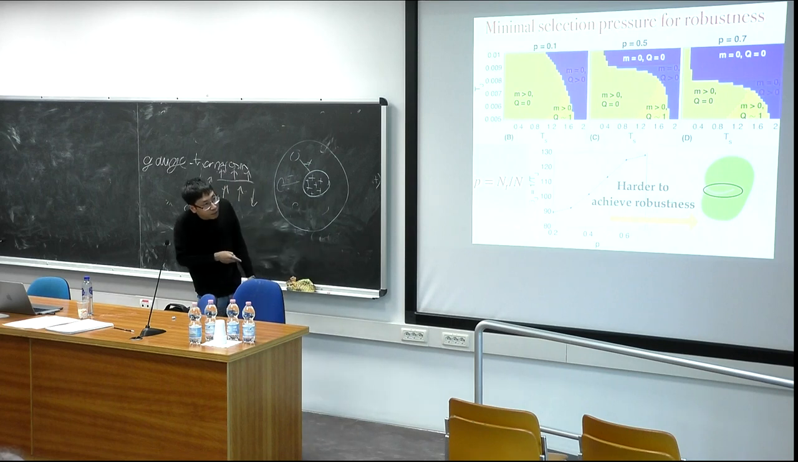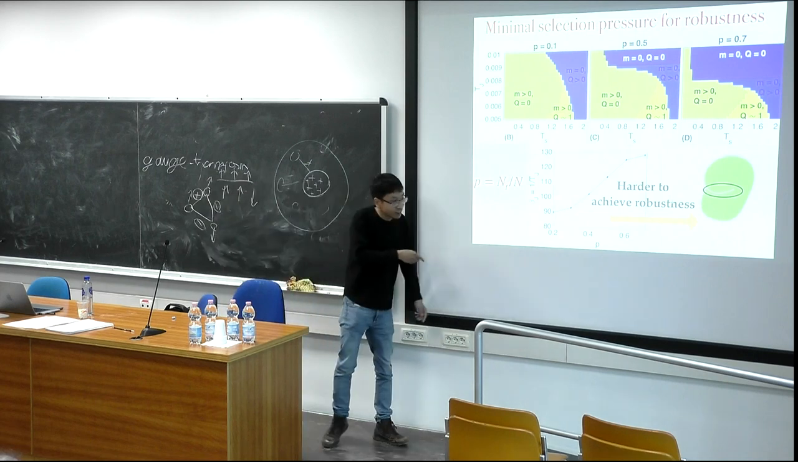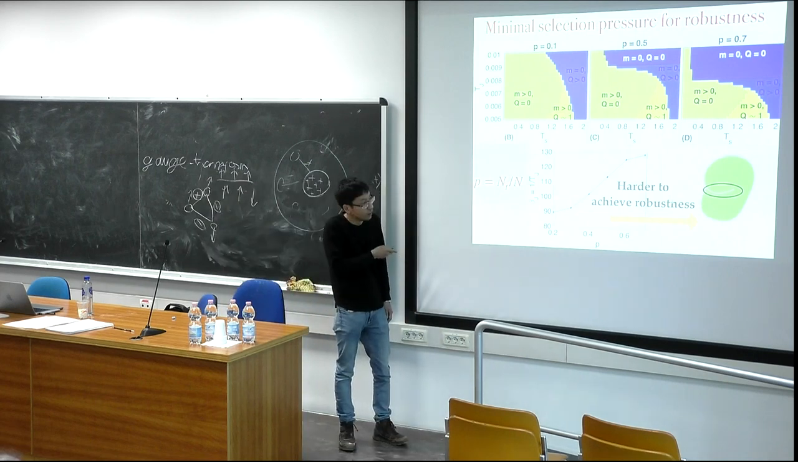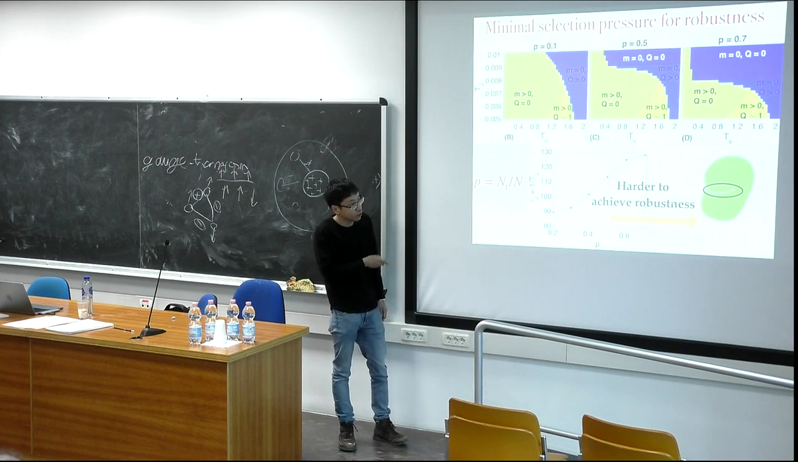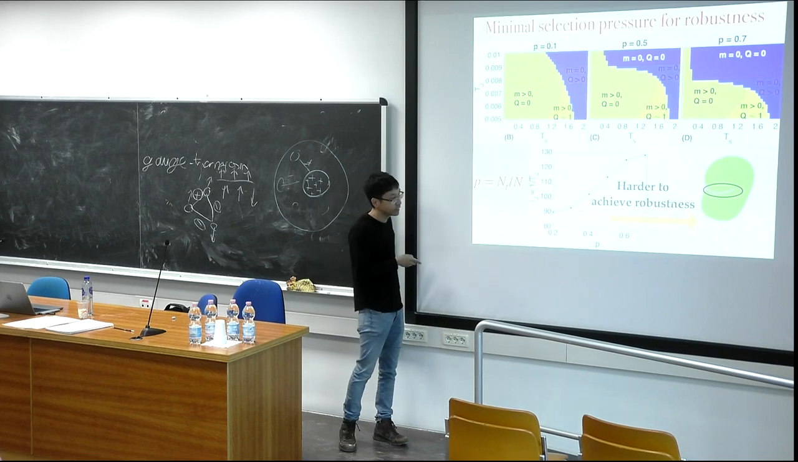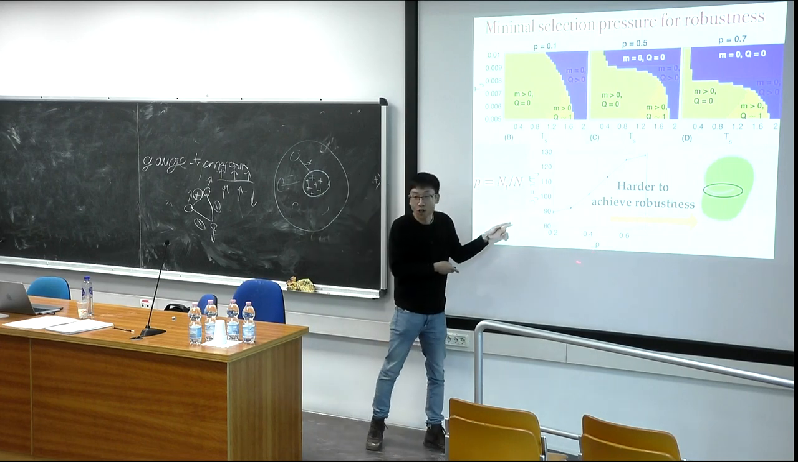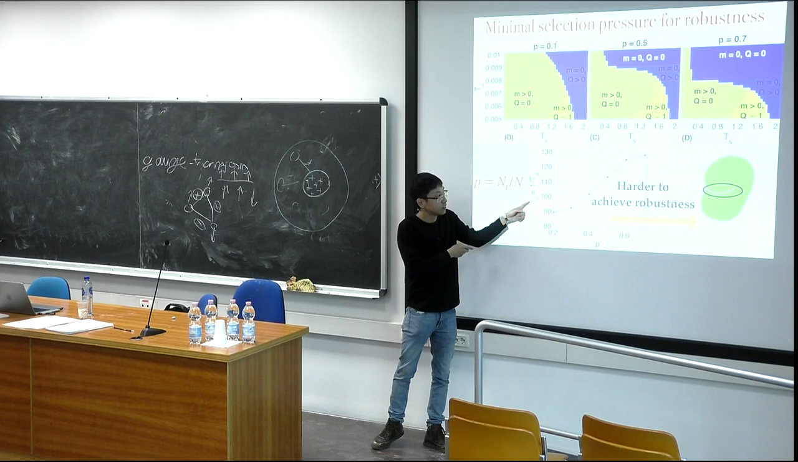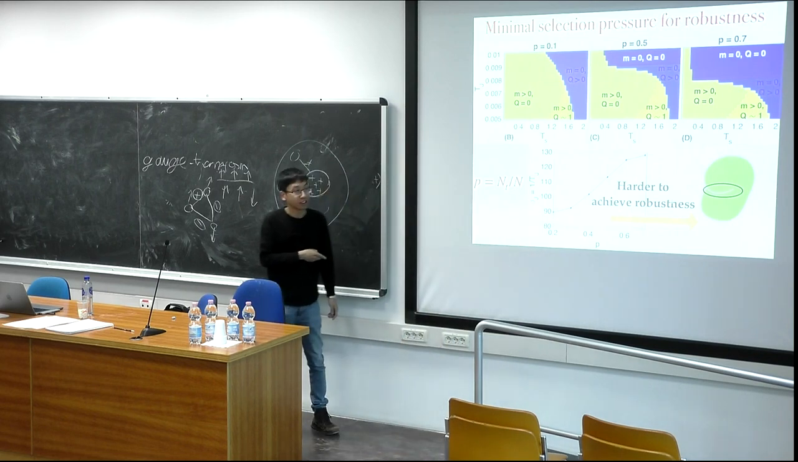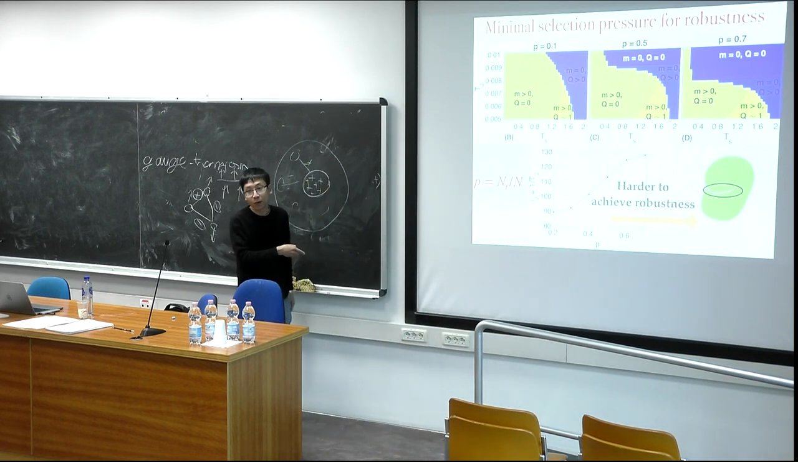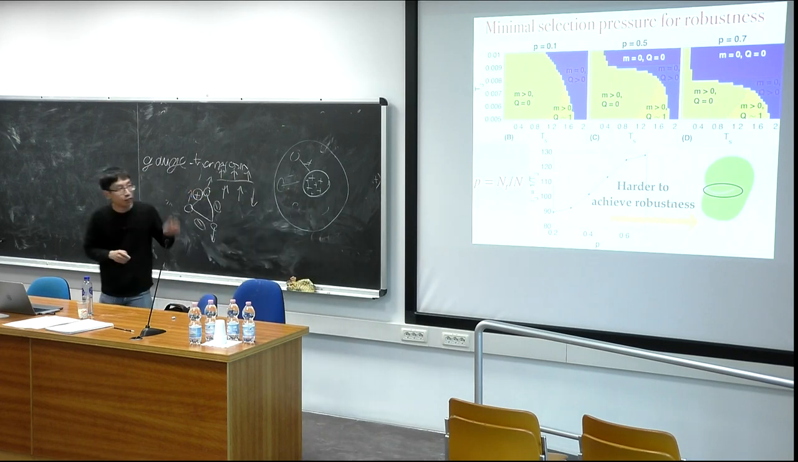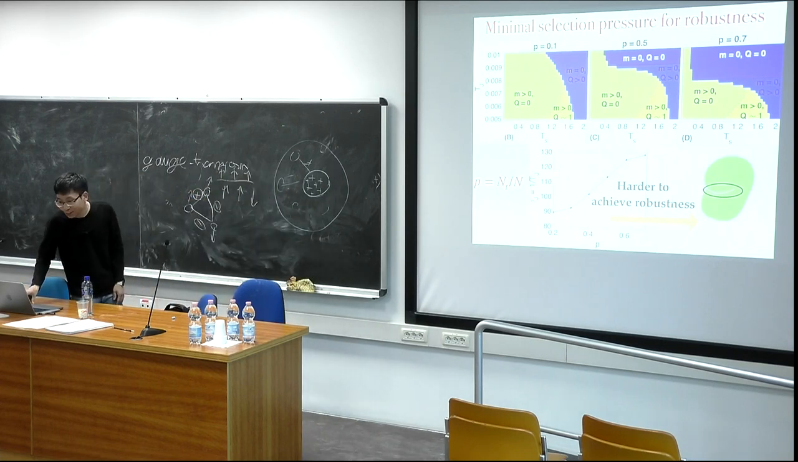So this means maybe that this is why, as I showed in the beginning, the optimal fraction that you observe in the empirical data set is P around 10 to 20%. So we see that if P is small, you can use relatively low selection pressure. If P is large, it requires much higher selection pressure. So at least maybe a biologically relevant answer.